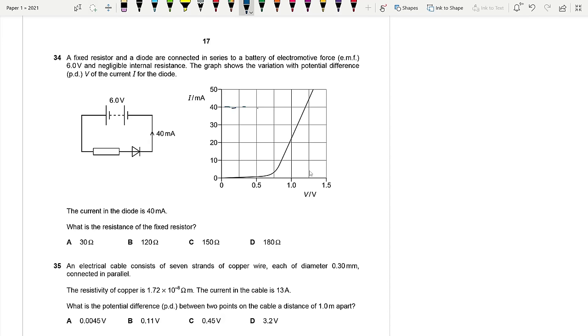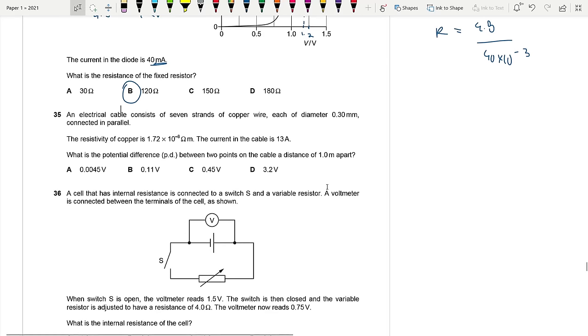40 milliamps, right? Voltage is at, how much is this? This is 1.25, right? So this is at 1.2, I'm guessing. 1.2 volts. So if the diode gets 1.2 volts, the resistor will be getting 6 minus 1.2, 4.8 volts. Now the current is known to be 40 milliamperes. V is equal to IR, so R is equal to 4.8 volts by I, 40 into 10 to the power minus 3. That gives 120. 34B is 120.